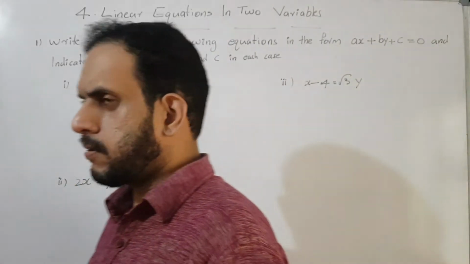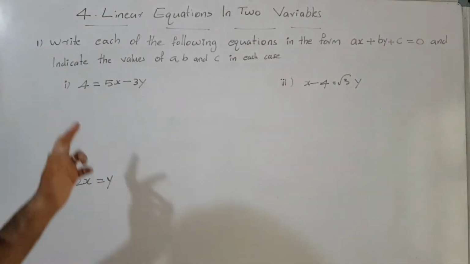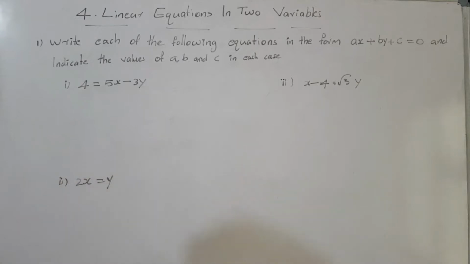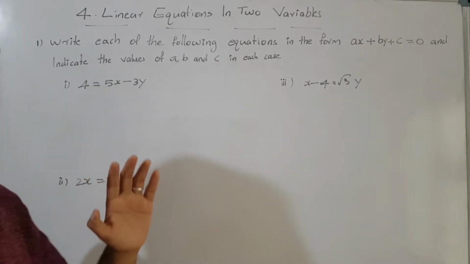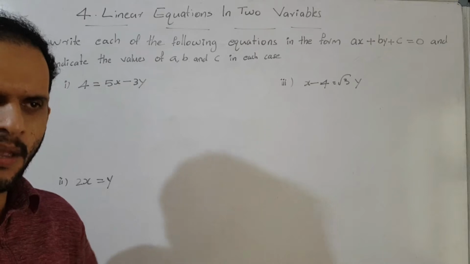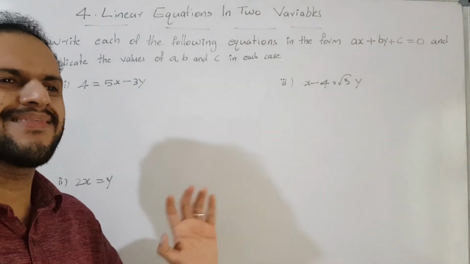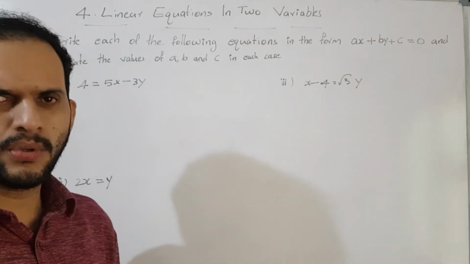Then the first question is 4 is equal to 5x minus 3y. What is our standard form? The standard form is ax plus by plus c is equal to 0.